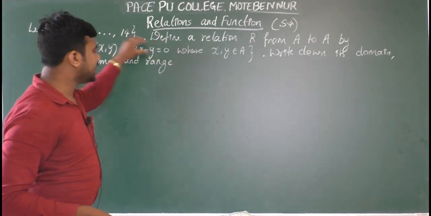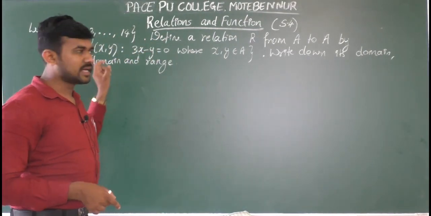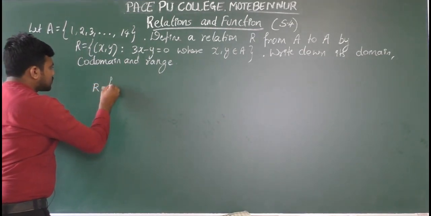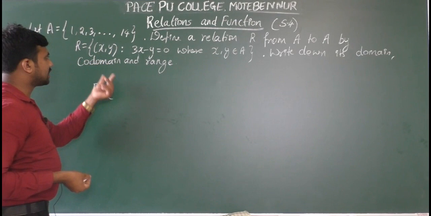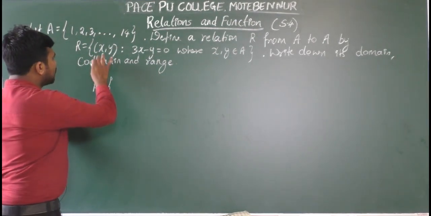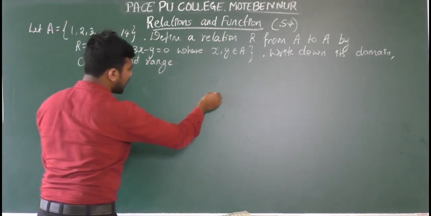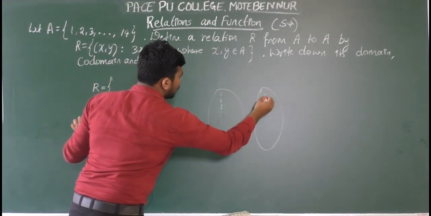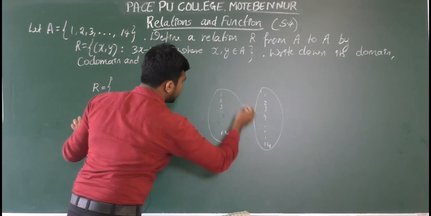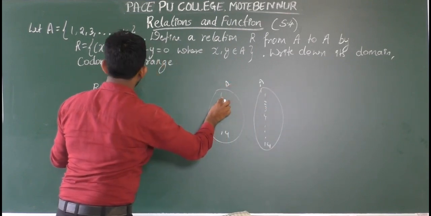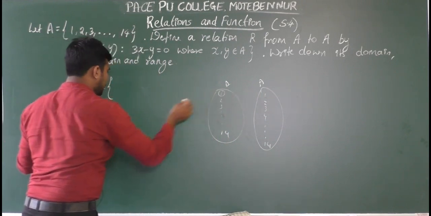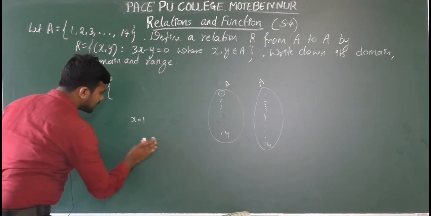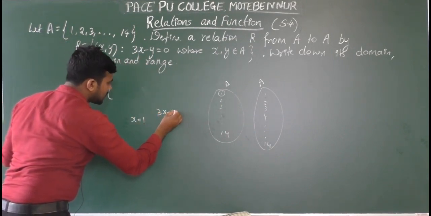First we have to identify the elements present in the given relation, so we need to write R in roster form, with the elements of R as ordered pairs. In both sets we have the elements 1, 2, 3, 4 and so on up to 14. So how does the relation come? If you take x as 1, then what is y? Here they gave 3x minus y equals 0.